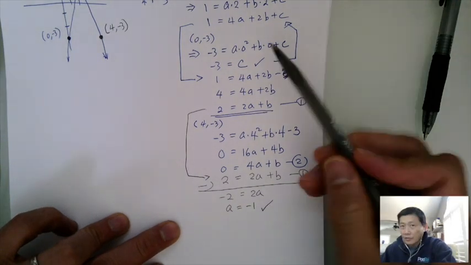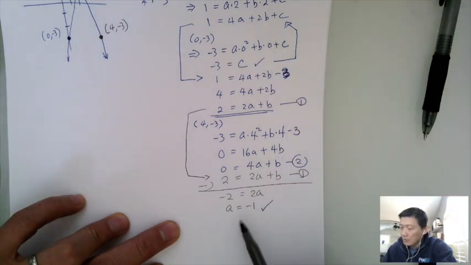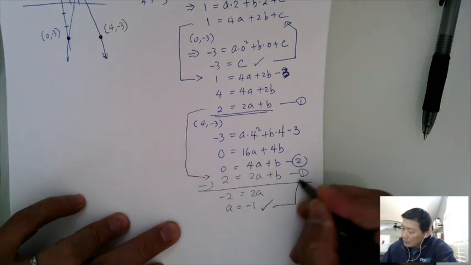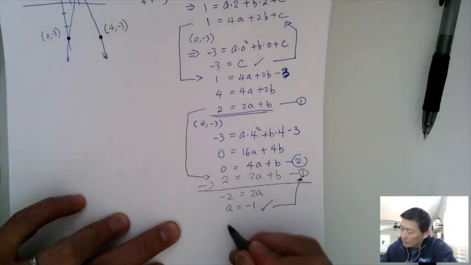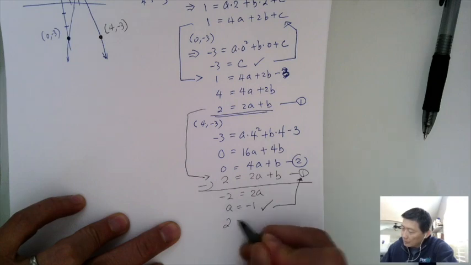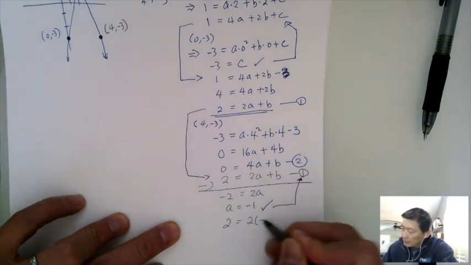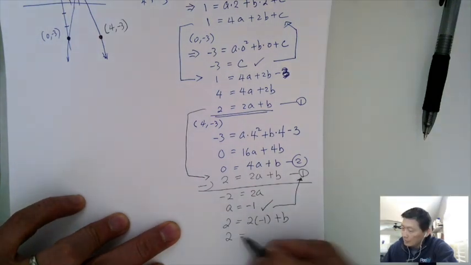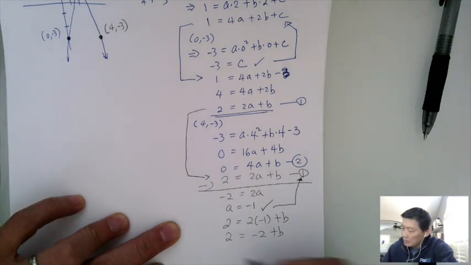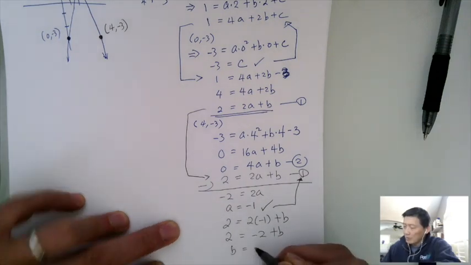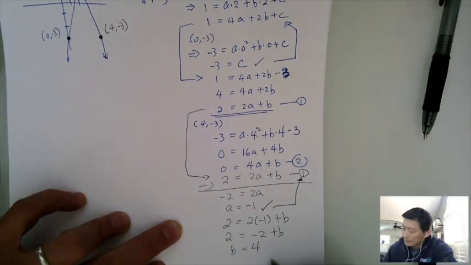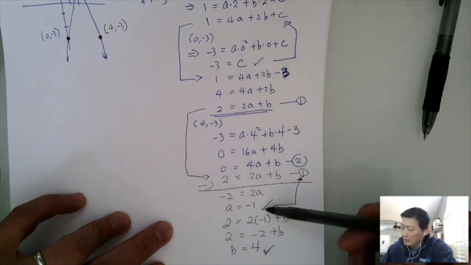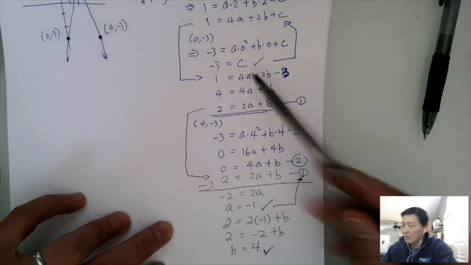So now, I know c is equal to 3, and I know a is equal to negative 1. Well, let's put it back into the first equation. 2 is equal to 2 times negative 1 plus b. So 2 equals negative 2 plus b. So b must be 4. Now I have a is negative 1, b is 4, c is negative 3.